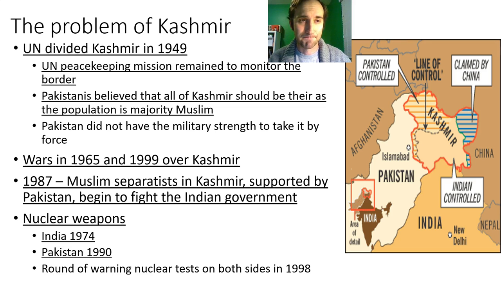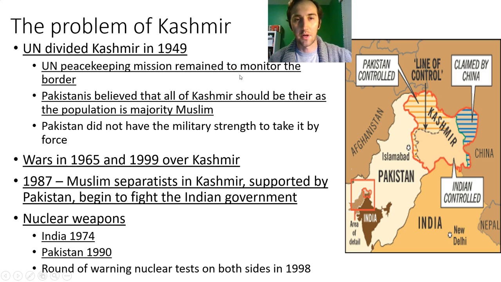As far as Kashmir, the UN intervened, as the UN was formed right after World War II as a peacekeeping organization. The UN divides Kashmir in 1949, and they keep the UN there as a peacekeeping process to make sure that it doesn't lead to a fight. And so they're just on the border waiting just in case.